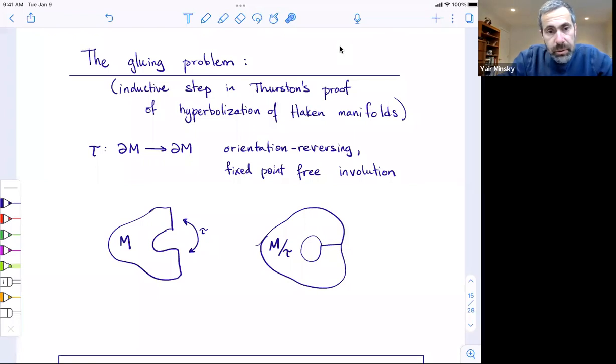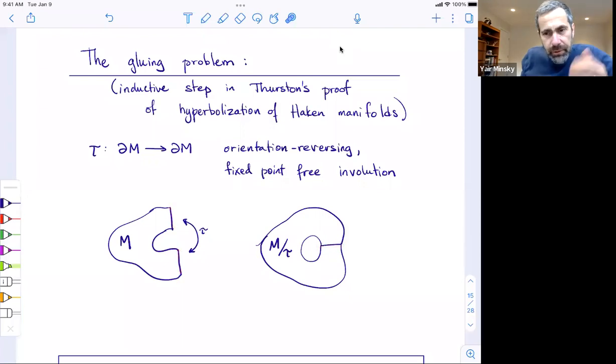Okay, so what is the gluing problem? You start with one of our manifolds that we had, and you imagine you have an involution tau, which is a homeomorphism from the boundary to itself. It's an involution, so it goes both ways. It's orientation reversing, and it's fixed point free. And that means that when you glue the manifold together by identifying along tau, you get a new 3-manifold, which is still oriented. And that's what this picture indicates, that I take the two boundary components in this case and glue them together.